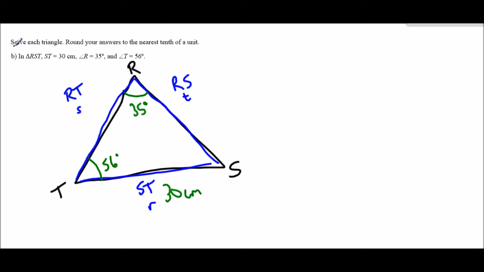Now my goal is to solve the triangle, and what that means is I need to find the measurement of all missing angles and all missing sides. So what I'm missing is I don't know the measure of angle S, I don't know the length of this side, and I don't know the length of this side.